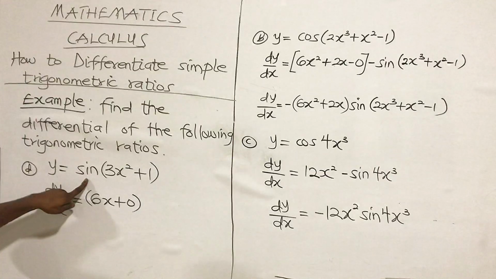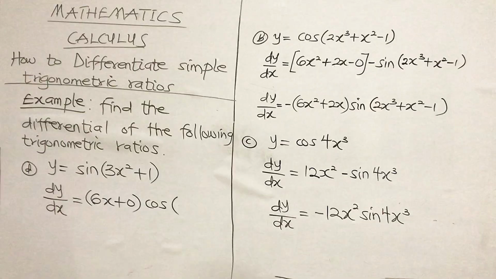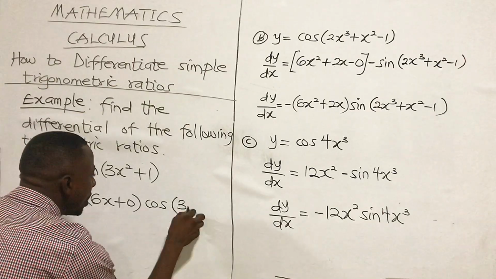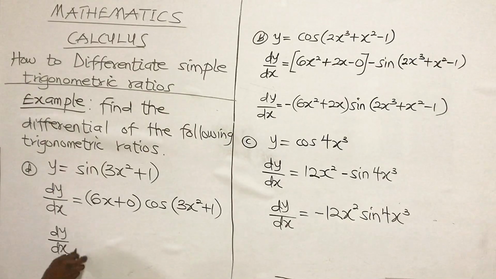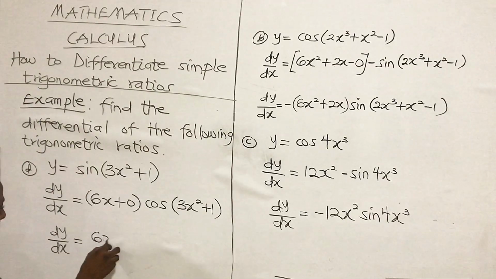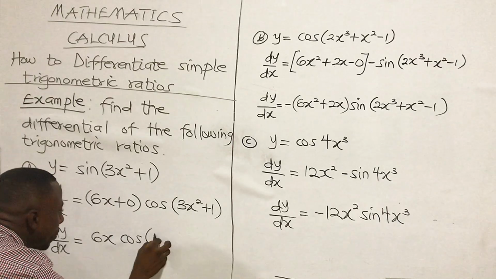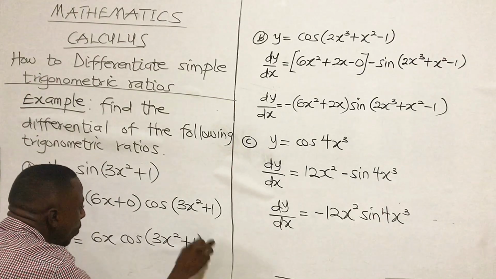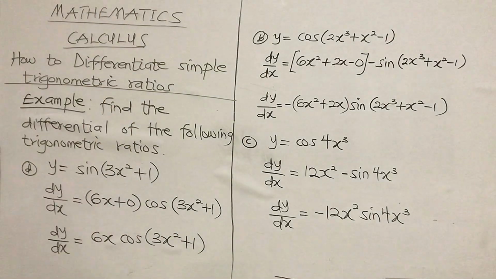Then I'll now differentiate this trig, which is the sine. I am getting cos multiplying the function itself. So we have 3x squared plus 1. So from here, I'm going to finalize the answer. So I have dy over dx is equal to 6x, because 6x plus 0, we are still getting 6x, cos multiplying 3x squared plus 1. And this will be the final answer for this particular question.